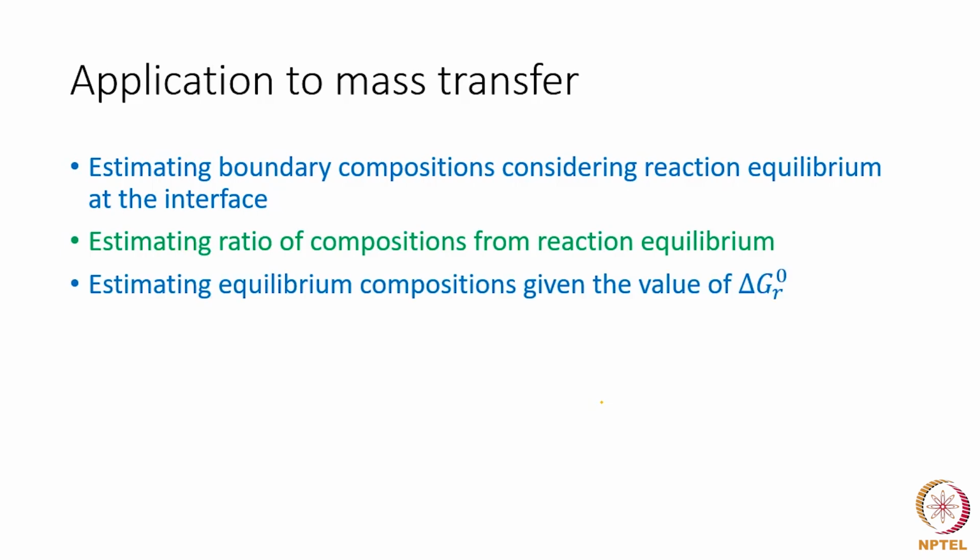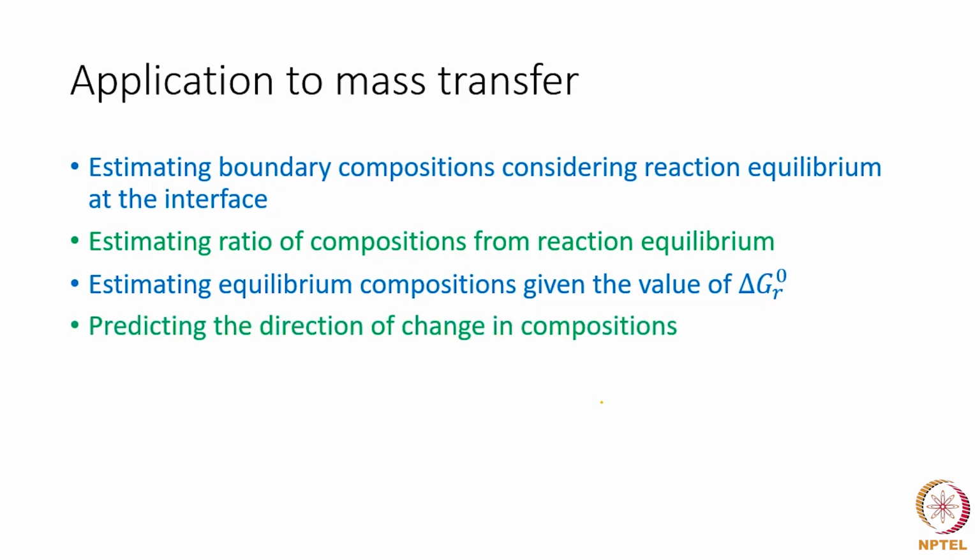We can estimate the equilibrium compositions given the value of delta G naught R as a function of temperature is available. And once the equilibrium compositions are known, then we can see whether the reaction is going to proceed in the forward or backward direction, knowing what is the current constitution of the system. And we can also predict in that sense the direction of change in the compositions. So in a way we know the direction of mass transfer in a system when we know what is the equilibrium and how far we are from the equilibrium, which way the species should change in order to reach the equilibrium.